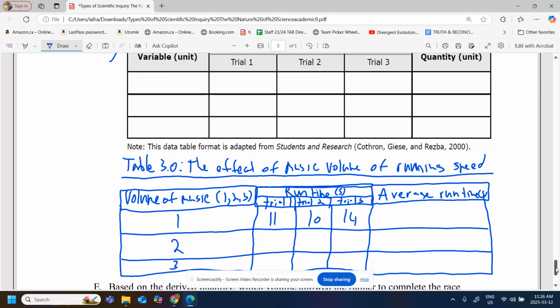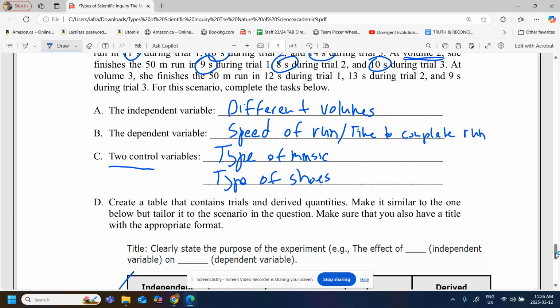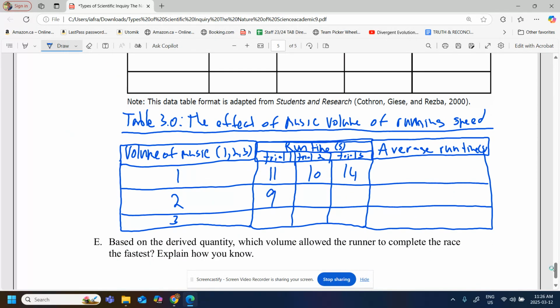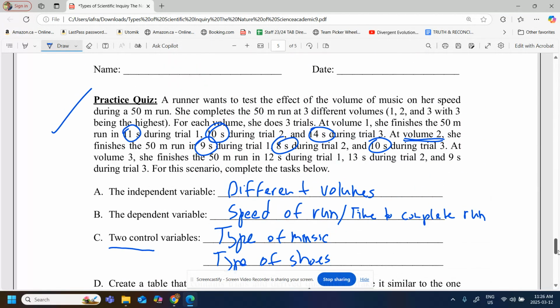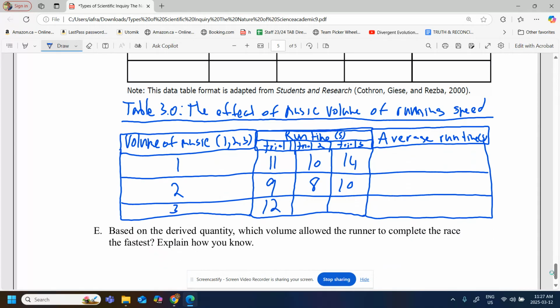For volume 2, the trials were 9, 8, and 10. And for volume 3, I shouldn't say trial 3 because that's not trial 3, it's volume 3. Trial 1 was 12 seconds, trial 2 was 13, and then 9 for trial 3. So we have 12, 13, and 9. And we're going to have to figure out the average run time.